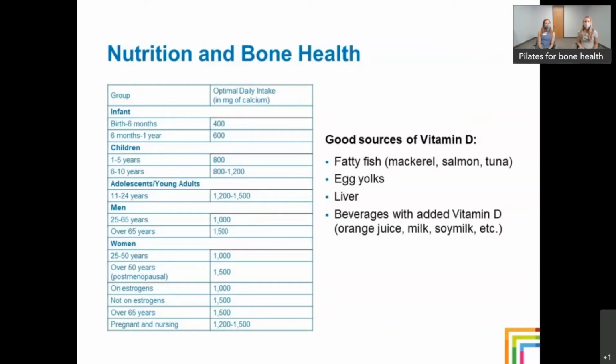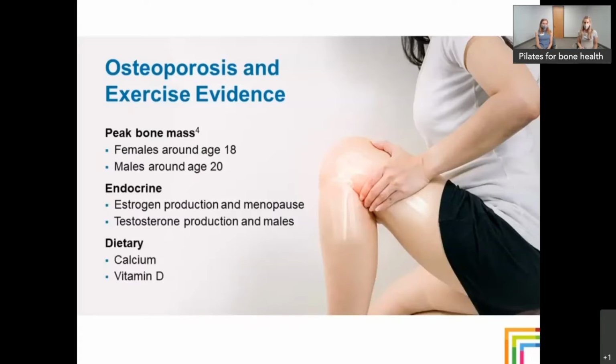So vitamin D and calcium, as many of you are aware, are very important for maintaining healthy calcium absorption and bone density. On the left-hand side, we have a scale from the NIH, and if you want to find this, you can find it on their website under the osteoporosis section. It just outlines the recommended daily dose of calcium based on age and gender. On the right-hand side are some food sources of vitamin D: fatty fish, egg yolks, liver, anything fortified with vitamin D. Those are pretty readily available in supermarkets these days.